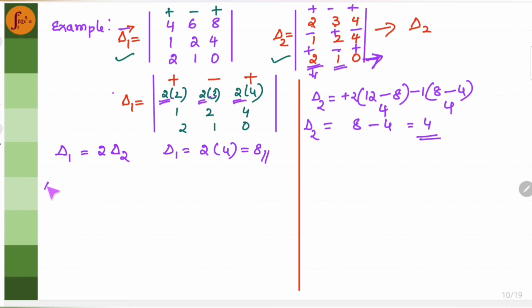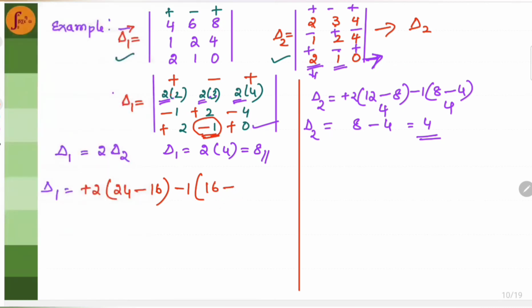Now let's prove that. Let's calculate. Determinant 1 is, let's take this third row, first element. This is going to be plus, minus, plus. So it's going to be plus 2 into (6 into 4, 24, minus 8 into 2, 16). Then the second element is minus 1. This is the second element. Minus 1 into (4 into 4, 16, minus, to make it easy, let me ignore this particular row and this column.